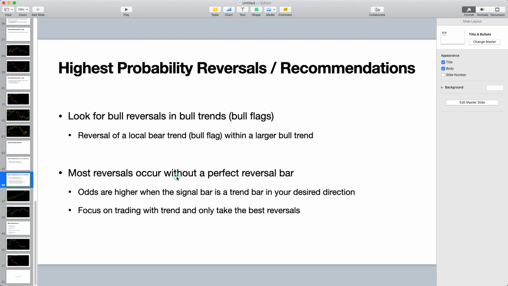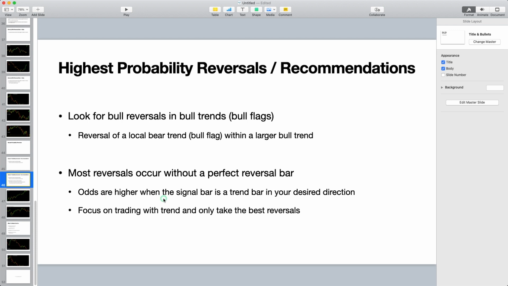Most reversals occur without a perfect reversal bar. So in most situations, the reversal on your chart won't have the classic reversal bar with the large tail on the bottom and the big bull body for a bull reversal, and the big tail on top with a large bear body for a bear reversal. Reversals are going to take all different shapes and forms. But it's important, as I mentioned earlier, that we understand what the price action in front of us is telling us, and we trade the pattern in front of us and not necessarily look for the perfect reversal bar. Now, that being said, the odds are higher when the signal bar is a trend bar in your desired direction.